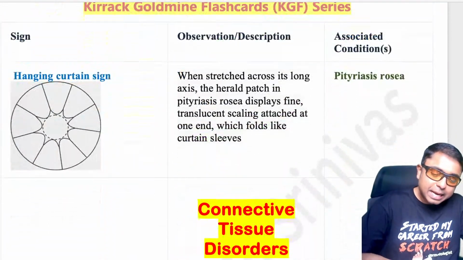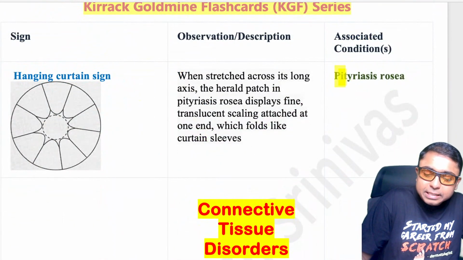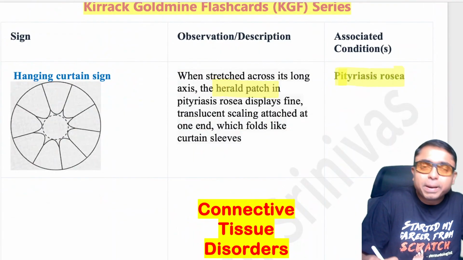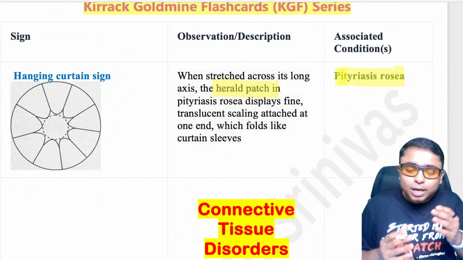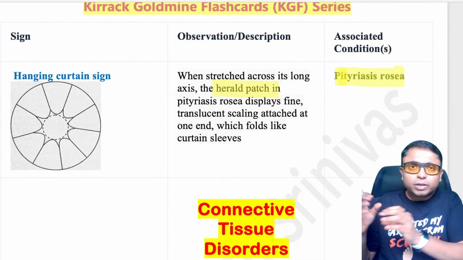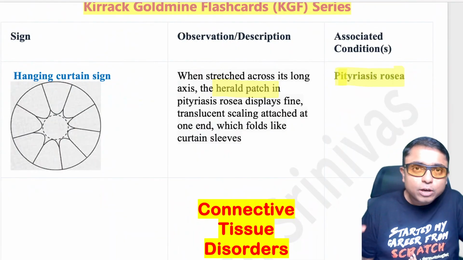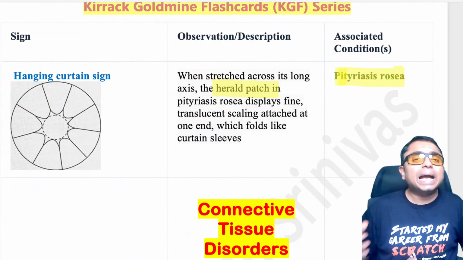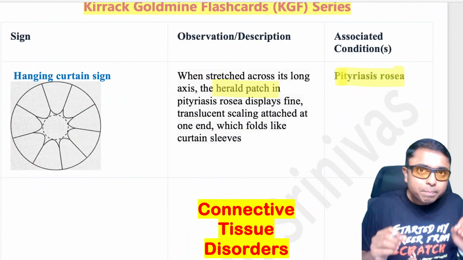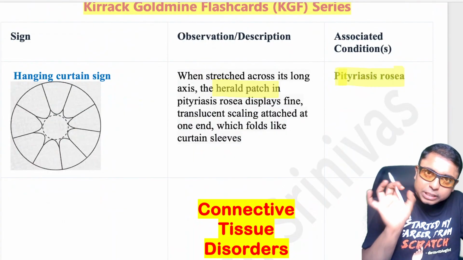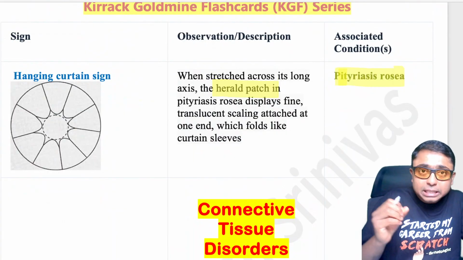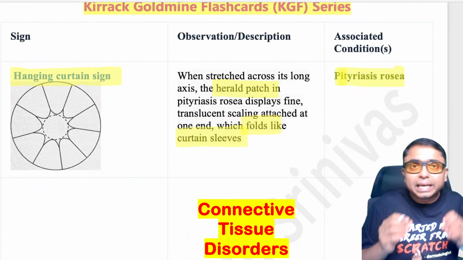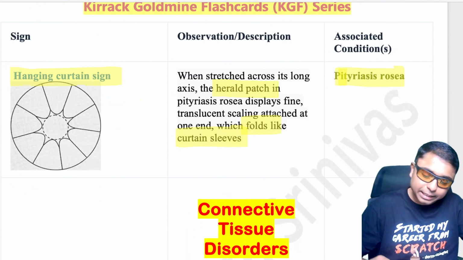Pup tent sign. Next, pityriasis rosea, which is also a papulosquamous disorder, in which you initially see a herald patch, which is also called a mother patch. After 2 weeks, multiple daughter lesions develop in a Christmas tree pattern over the body along Langer's lines. In the herald patch, if you stretch the lesion, it is observed that the scales fold like curtains. So this is what is called the hanging curtain sign. This is what is called hanging curtain sign.